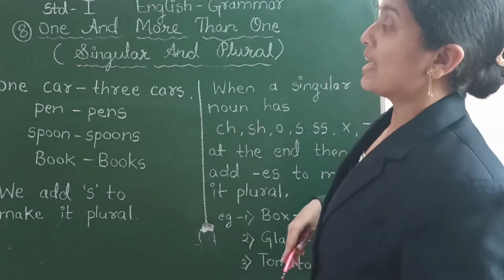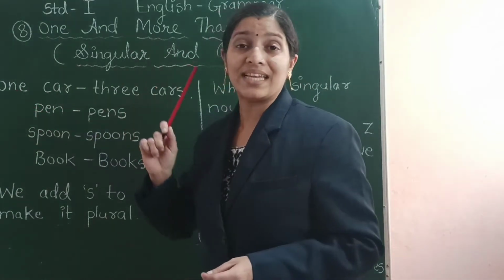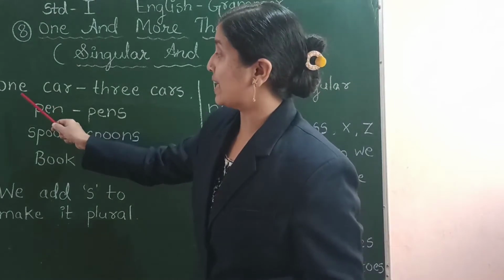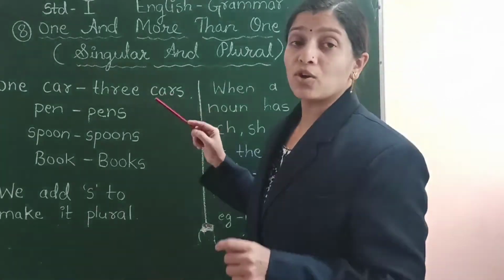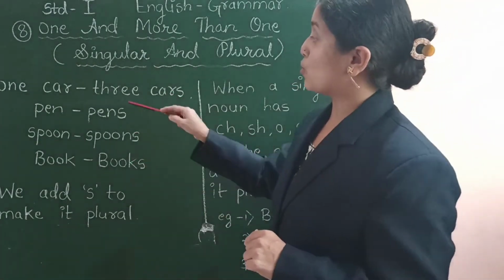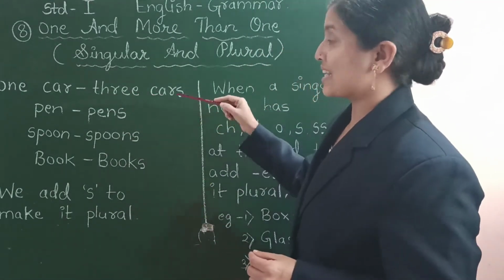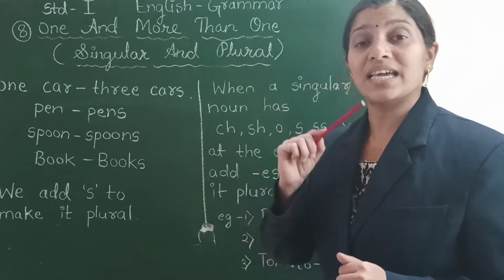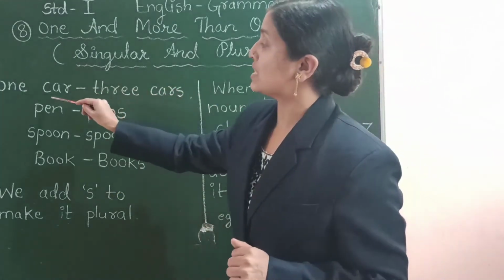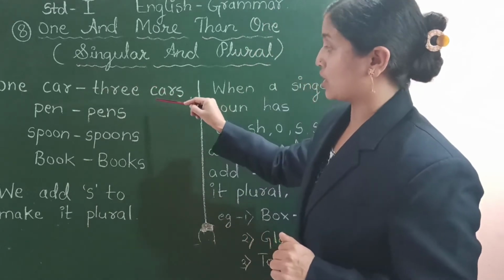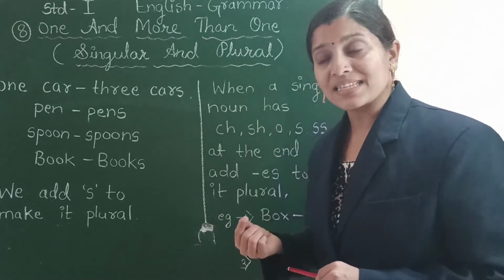Suppose now let us take an example. Here on the board you can see, when the car is one in number, I will call it one car, C-A-R, car. But suppose the number of the car increases. Suppose there are three in number. Then I will call it three cars. So what will I call it? Cars, C-A-R-S, cars. So what did I do here? I just added s to this singular form and I converted it into plural form. I added s to it and I made it cars.